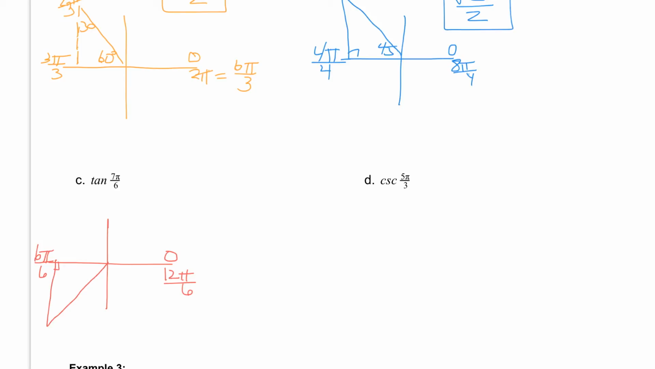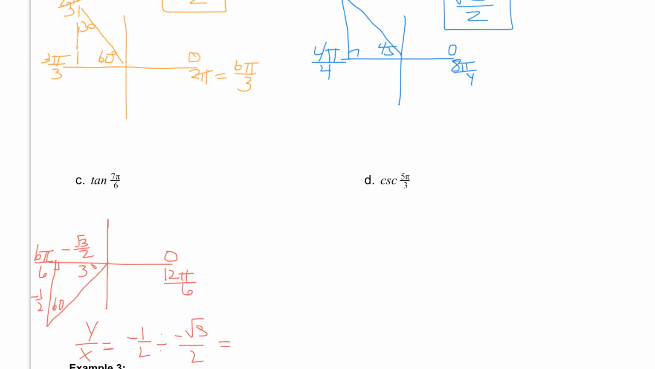Drawing in my triangle, since I have pi over 6's that I'm dealing with, my reference angle is going to be 30 degrees. So 30 here and 60 here. Meaning this side is negative square root of 3 over 2, and across from my 30 is negative 1/2. And if I'm looking for the tangent, I am looking for the y divided by the x. So my y is negative 1/2, and I'm dividing that by negative square root of 3 over 2.